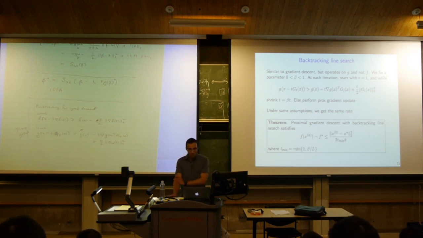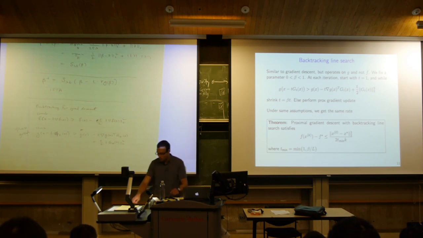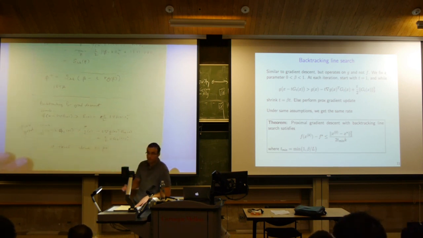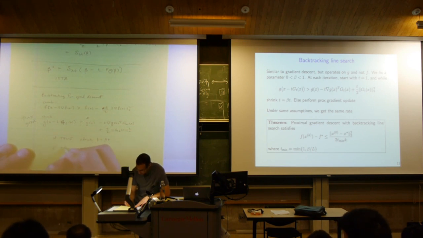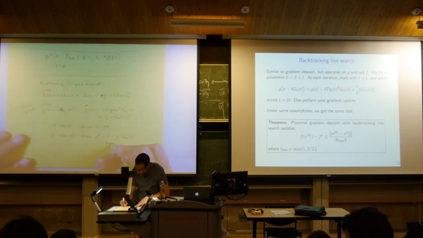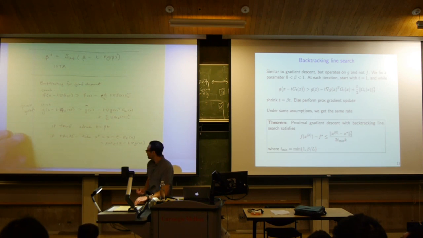Maybe the last thing to point out before we quit for the day is that there is something a bit subtle happening here in terms of computation. If this is true, then we're going to shrink t to be beta times t, right? Like, for example, 0.9 times t. And if it's false, then we're going to take x plus to be x minus t times the generalized gradient, right? Which is, as we know, just the prox, the definition of proximal gradient updates.